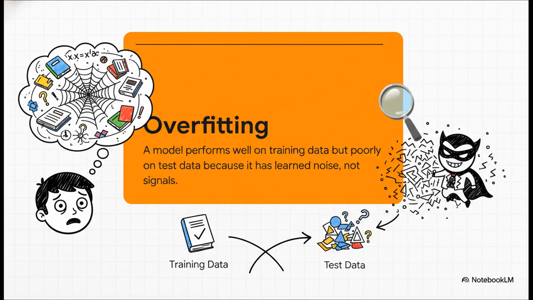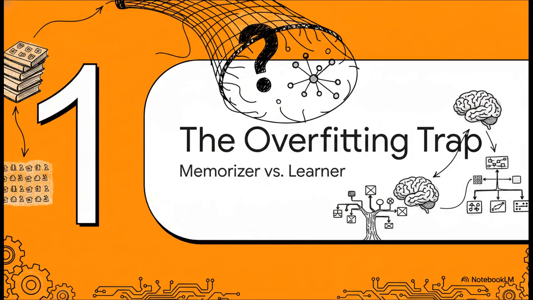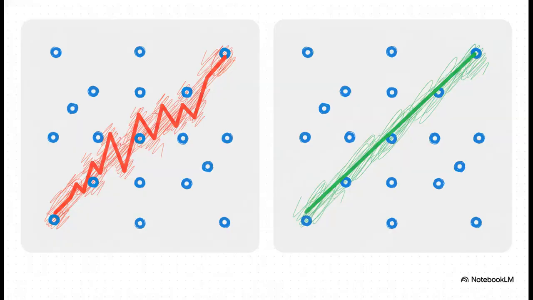It memorized all the noise and all the weird little quirks in your training data instead of learning the actual useful patterns underneath. So to build models that actually work, we've got to understand this overfitting trap. We need to figure out how to tell the difference between a model that's just a good memorizer and one that's a genuine learner. And this comparison here just perfectly illustrates the problem.